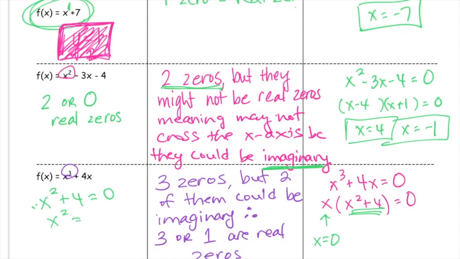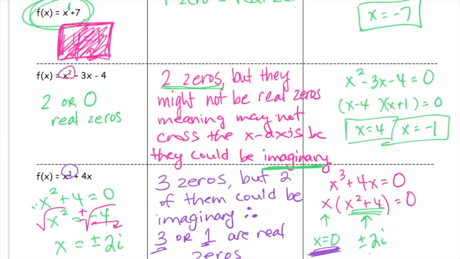You get x squared equals -4. And then when you take the square root of both sides, hopefully you remember that you get positive and negative 2i, because the negative under the radical just means it comes out as an i. So my other zeros over here are positive and negative 2i. And if you notice, I have one real zero, and I said I would have either 3 or 1. I have one real zero and 2 imaginary. So this graph is only going to cross the x-axis once.